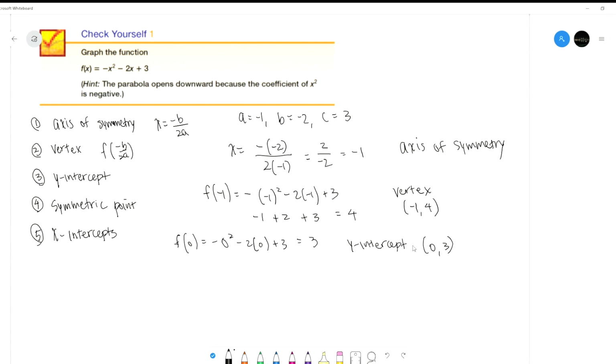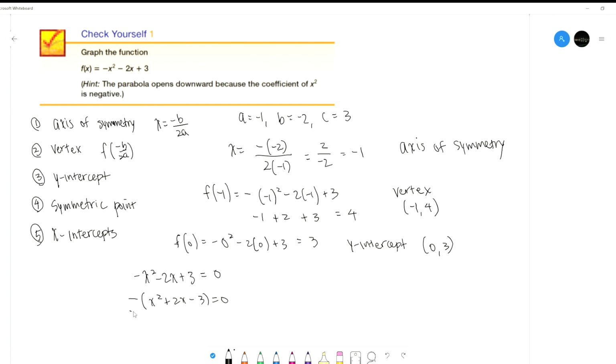Lastly, the symmetric point we'll work on with the graph. But number 5, the x-intercepts, right? We have to factor if possible. First I'm going to write it as equal to 0, right? Negative x squared minus 2x plus 3 is equal to 0. So I see that the leading coefficient is negative, right? If you recall the problems where we have a leading coefficient of negative, we factor that out. So we get x squared plus 2x minus 3 equals 0, right?